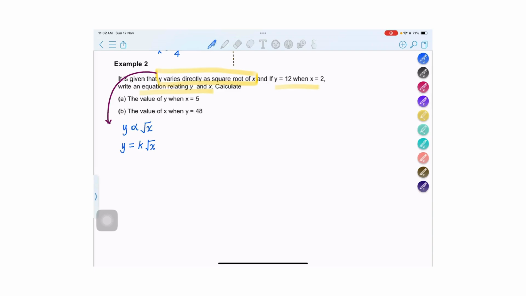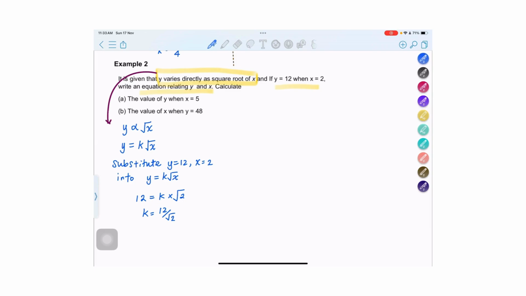So the next part is I need to substitute. Same step. We're going to substitute my y equals 12 and my x equals 2 into the equation y equals k square root x. So I will get 12 equals k multiplied by square root 2. So what happens to my k here? I will use 12 divided by square root 2. Okay, this is my k constant.